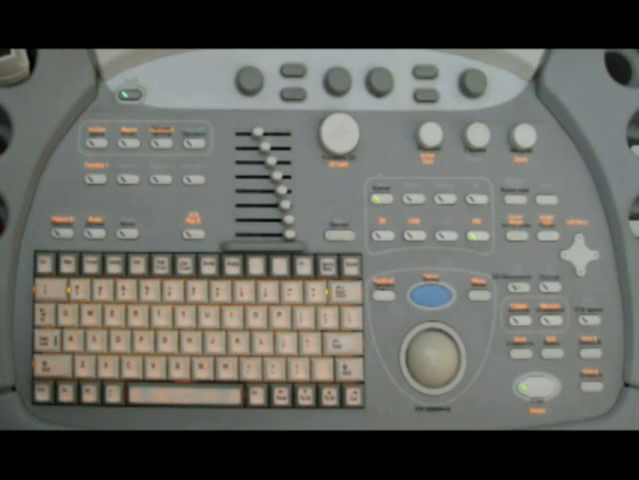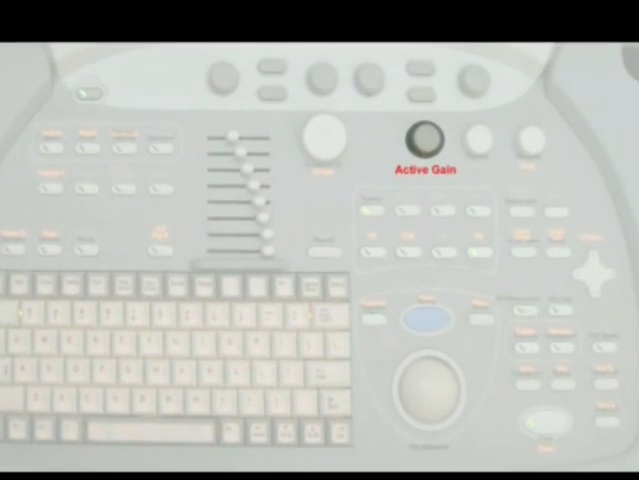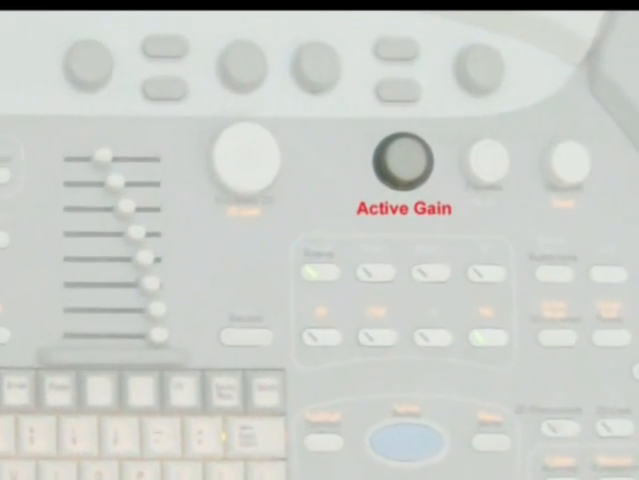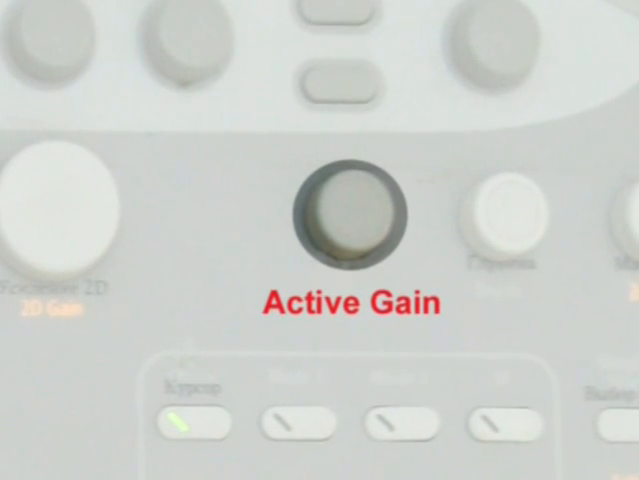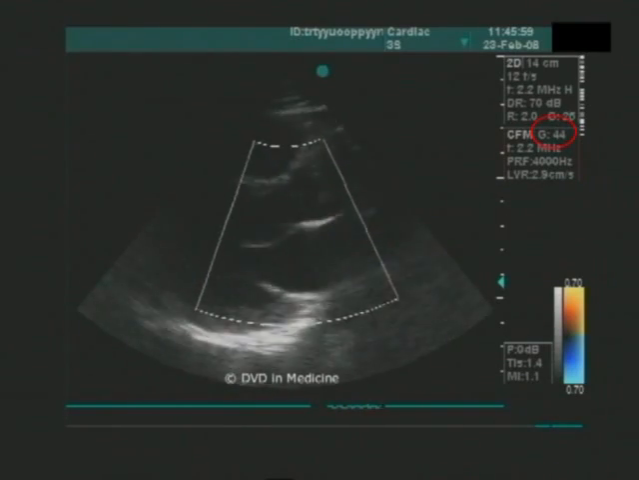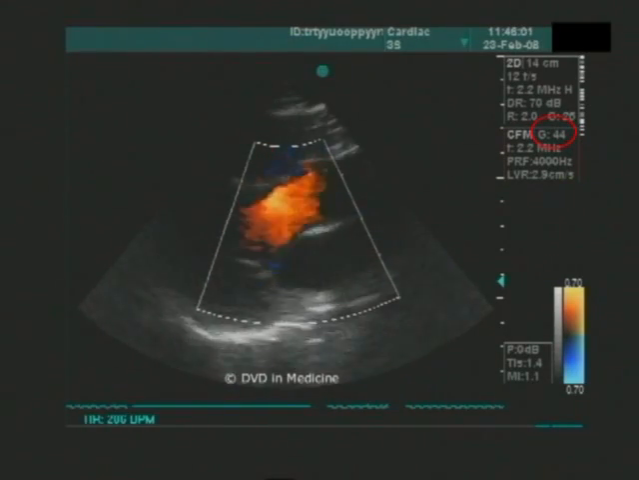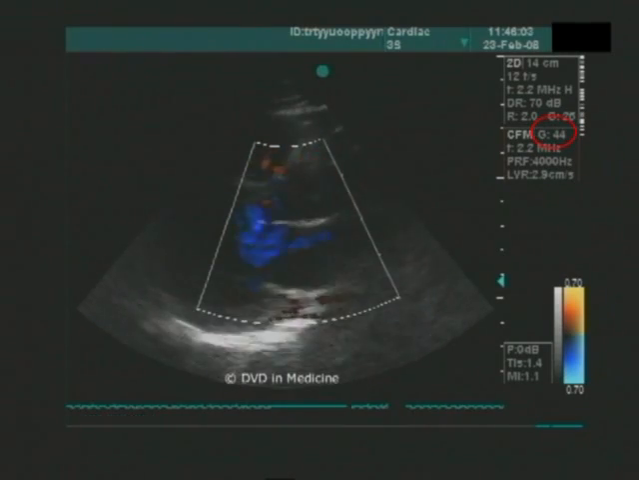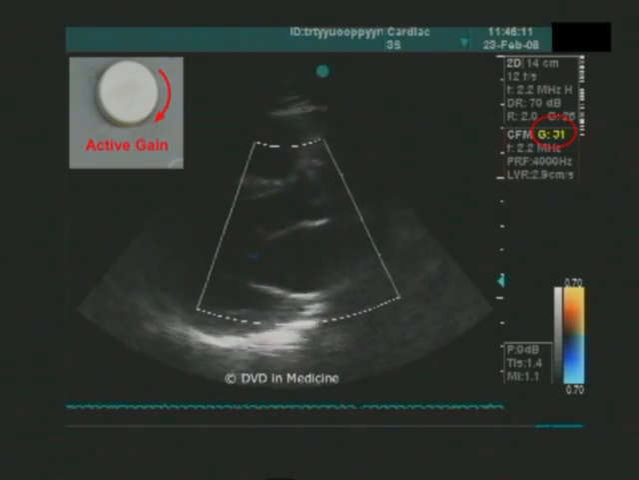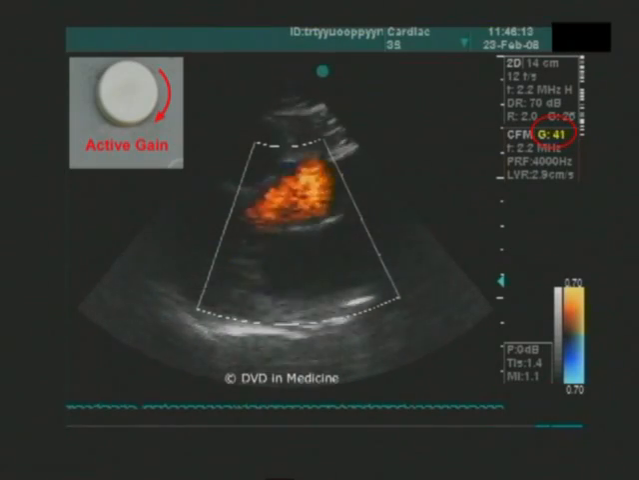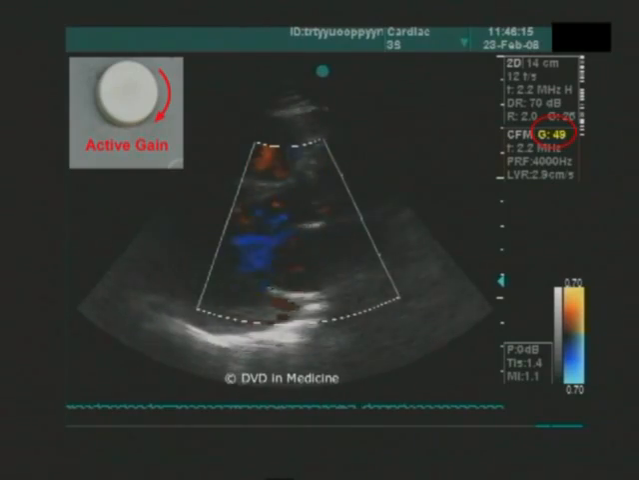Color gain. The color gain is set to the optimal level. This can be identified by turning up the active gain until noise or color speckle is seen in the color box, and then backing off slightly on the overall color gain.